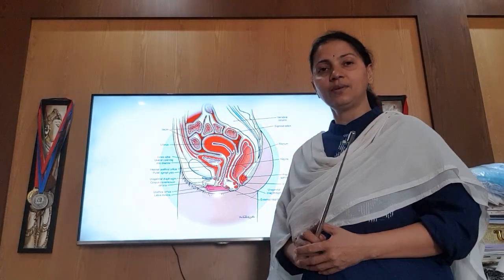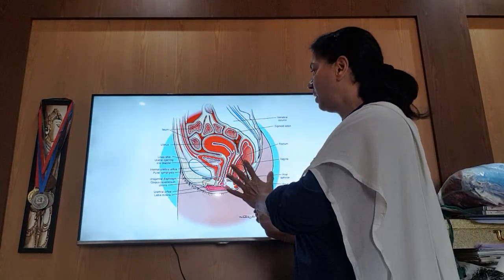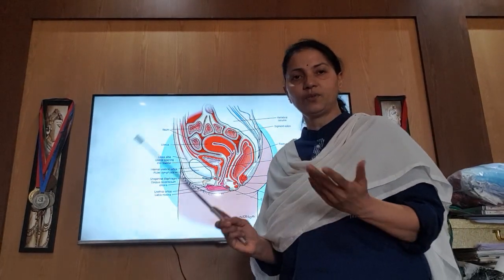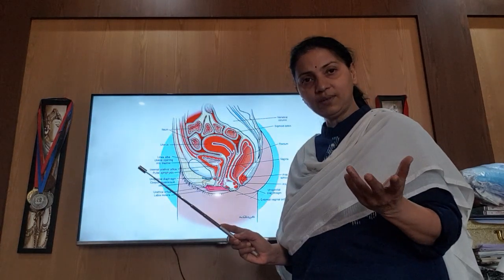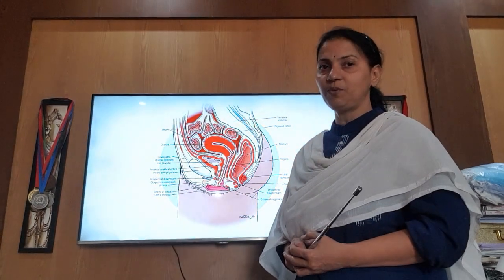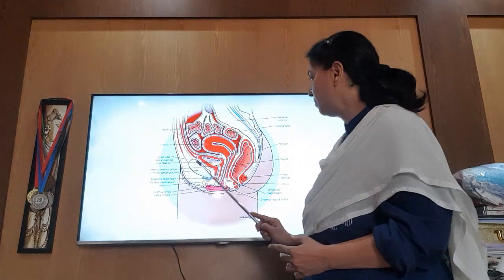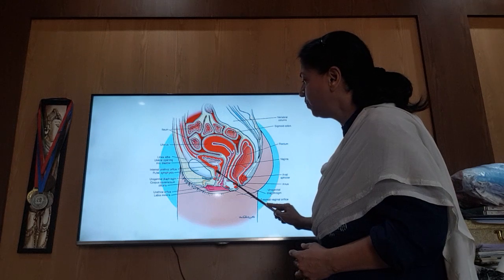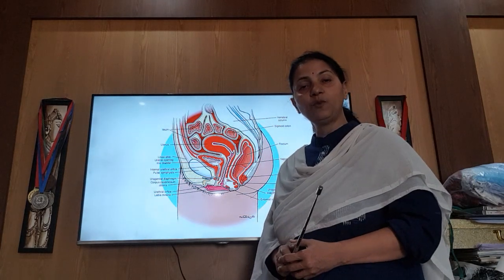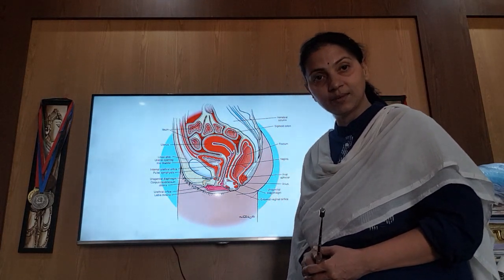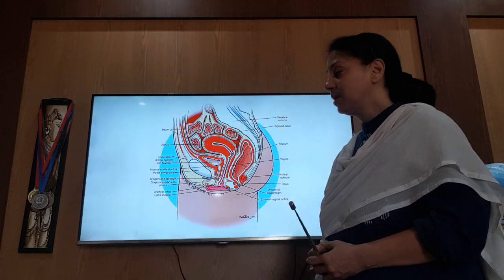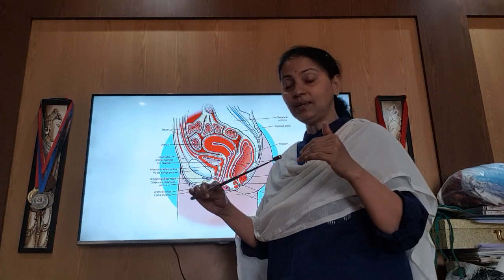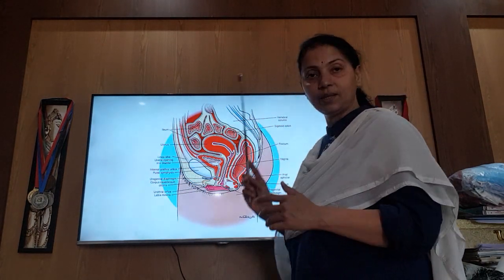Okay, so another difference is, about the female you have seen, if it was a male pelvis, what are the other things which will be present which are not present here? The posterior surface here will be related to the prostate gland, seminal vesicles, and vas deferens. The vas deferens will penetrate the prostate gland and then open in the urethra there.